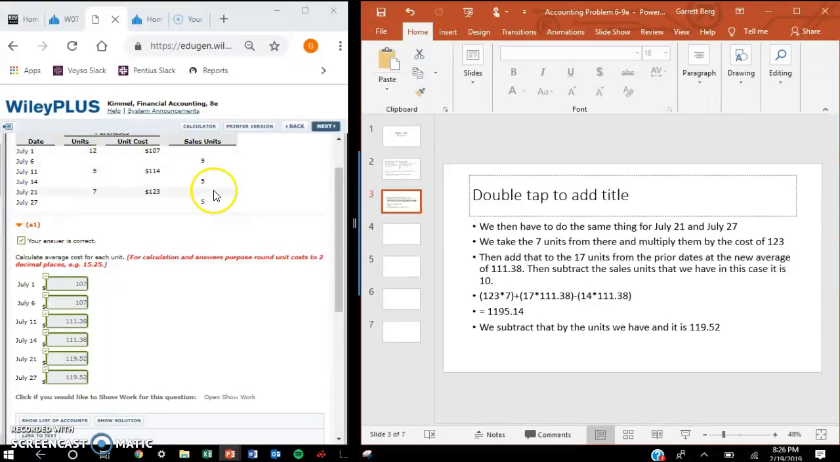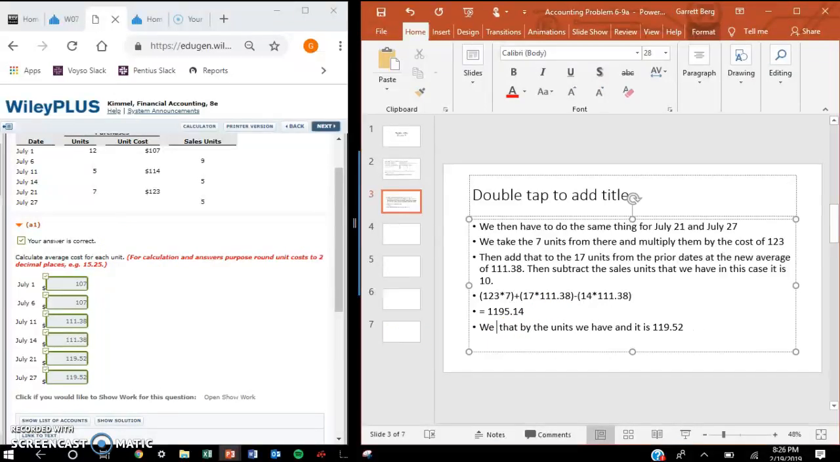Okay. Add that to the 123 times 7, like I said, and then you subtract the inventory we sold, which would be the 14, times 111.38. That comes out to a total of 1,195.14. And then, oh man, I just saw another mistake. We have to divide that by the inventory. Sorry. Then that comes out to a total of 119.52.